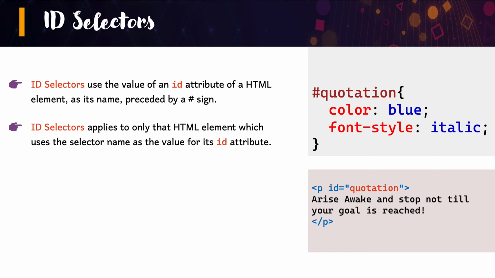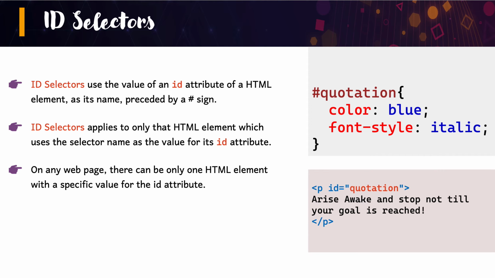So this particular quotation, when it is shown on the screen by the browser, will be shown in blue color and in italics font. Now, one thing you should remember, that in a given HTML page, no matter how many elements are there, there can only be one HTML element with a given value for the ID attribute, which means you cannot have one more paragraph as shown here with the same value quotation in the ID. That is not supported or allowed in HTML.